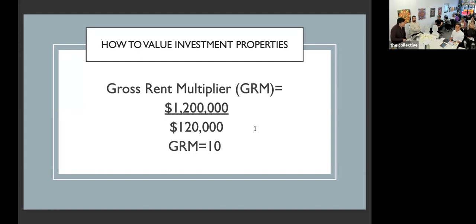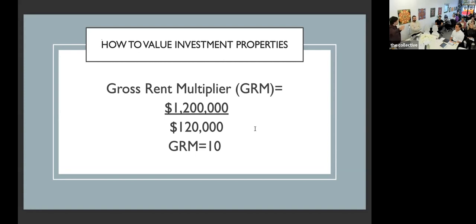Because the average GRM in the city of West Hollywood is 17. Okay, so what does that mean? It means that they are severely underpriced. And that means that you can immediately buy it and immediately flip it, and sell it for a 17 GRM.